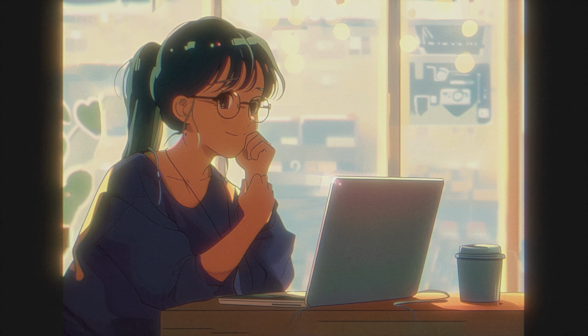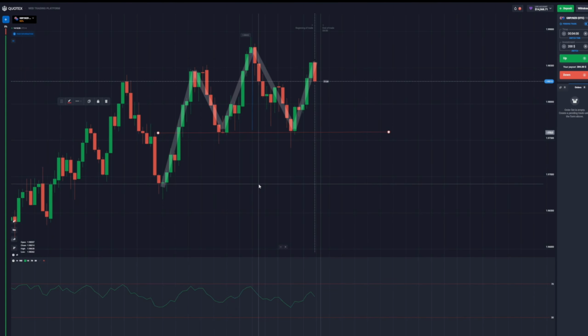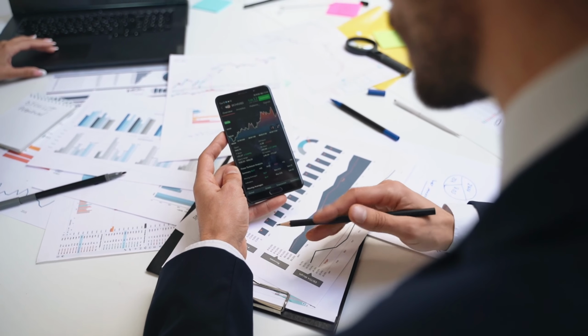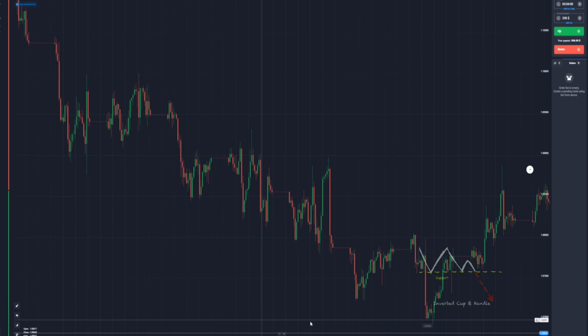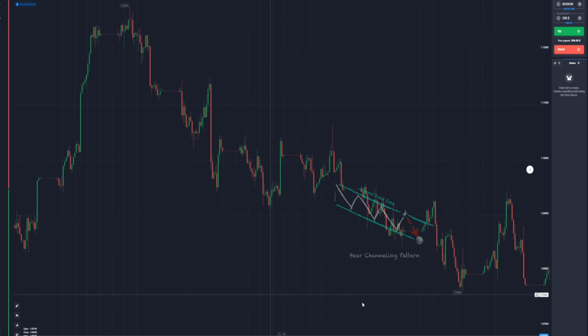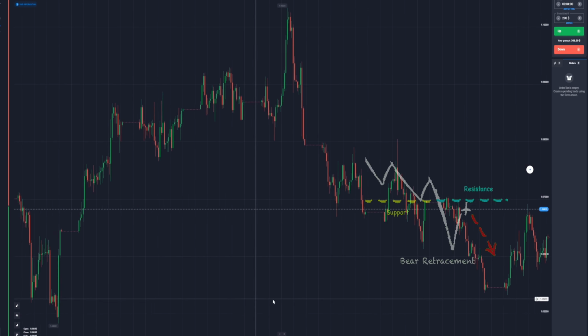What is a pattern? A pattern is just a shape or formation on the chart. And most of the time, when it shows up, price moves in a certain way after it forms. Why does it work? Because in trading, like in life, history tends to repeat itself. If price behaved a certain way before in this setup, it'll probably do the same again. But here's the catch. Patterns alone don't make you money.